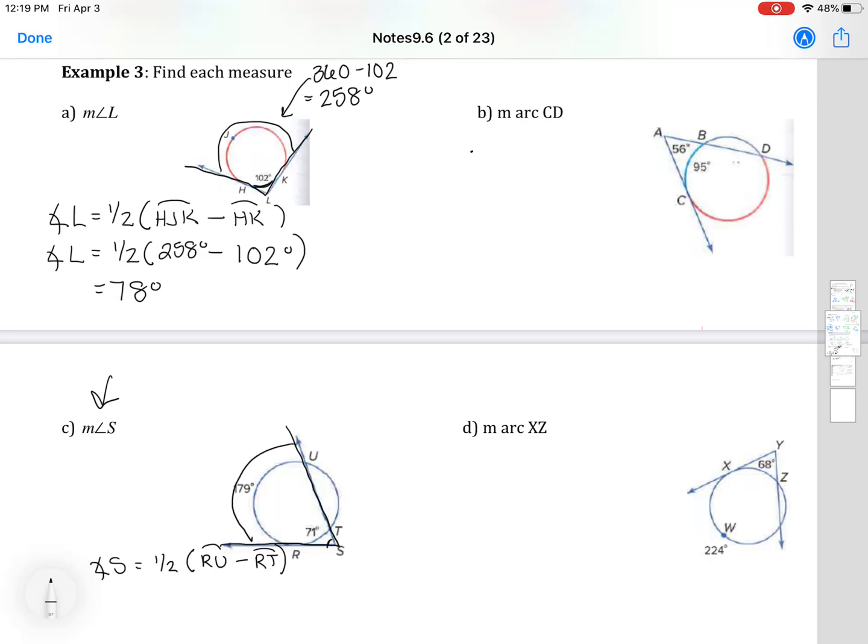The way that you figure that out is you follow the sides of the angle out. This is furthest, this is closest. It has to be in between the angle. It cannot be outside of the angle. So we have 1/2, RU is 179, RT is 71, and you're going to do 179 minus 71, take half of that, and that should get you 54 degrees for that one.